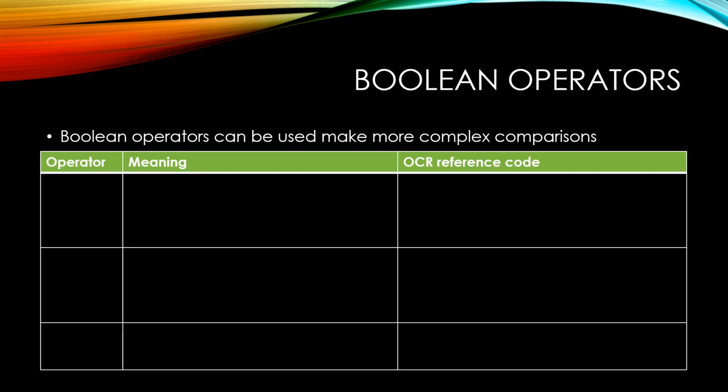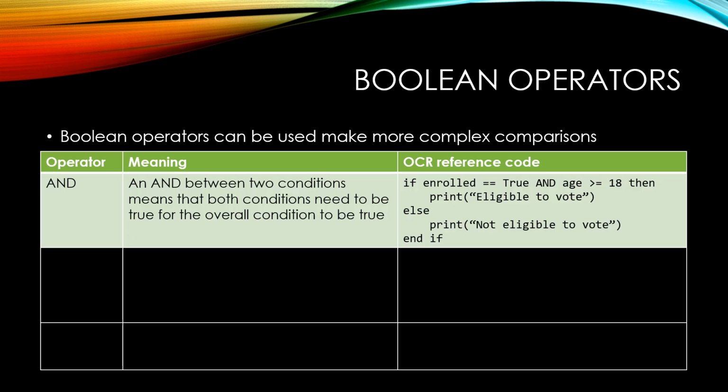Boolean operators can be used to make more complex comparisons. An AND between two conditions means that both conditions need to be true for the overall condition to be true. If either turns out to be false, then the overall thing evaluates as false. So in this example, both enrolled equals true and age is greater than or equal to 18 must both be true for it to print eligible to vote.